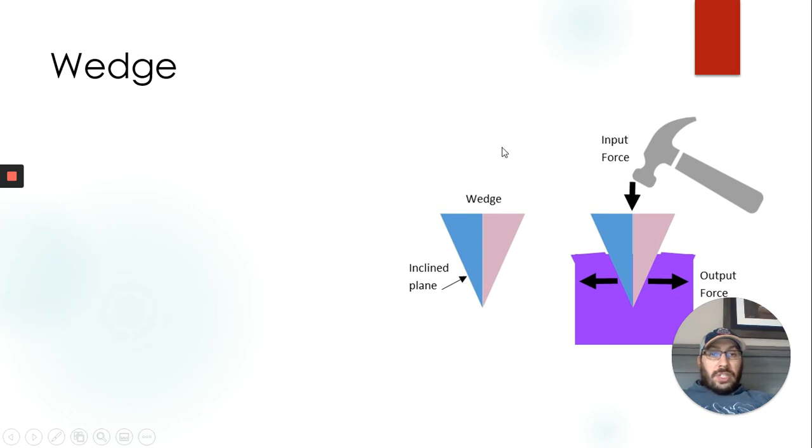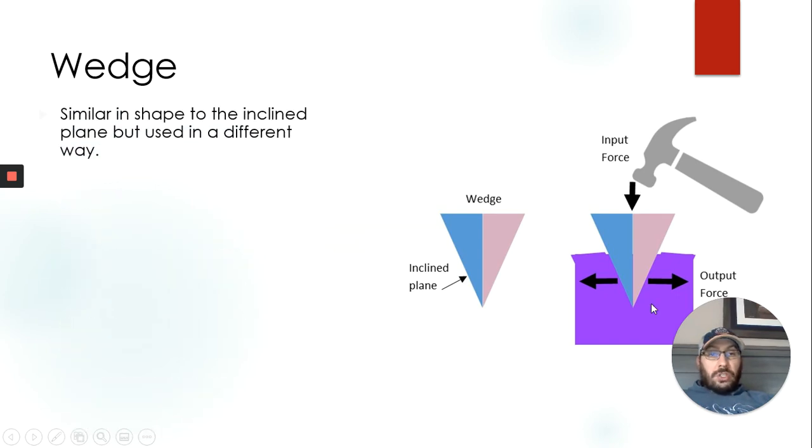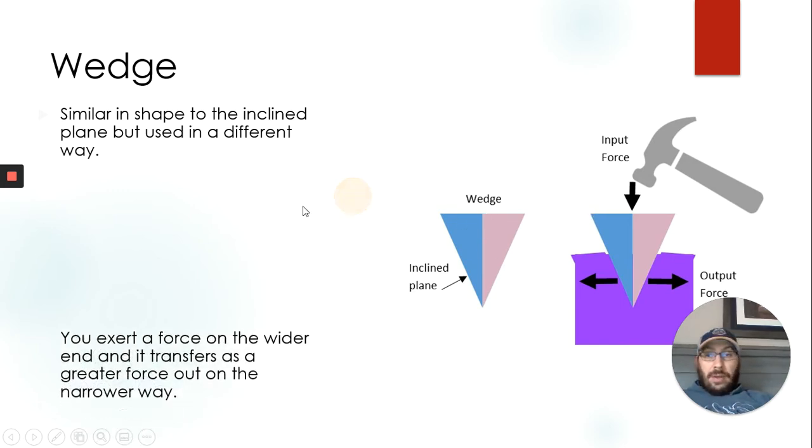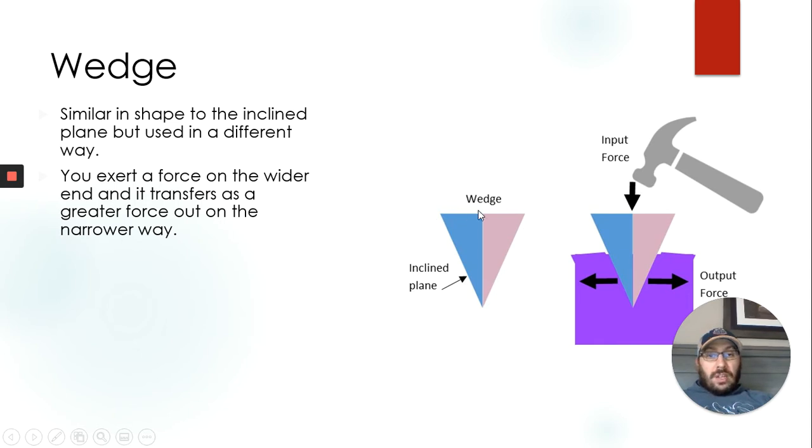Wedges are another simple machine. If you take a look at a wedge, it looks very similar to a ramp, but kind of flipped on its side. Okay, they're used in a very different way than the ramp, however. So if you take a look at the wedge right here, the one where my mouse is, you have a flat end on one side and a point on another.